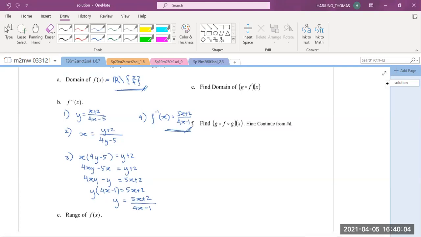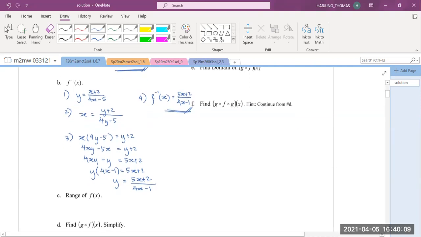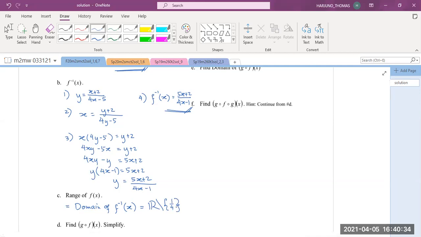Now then, part C, find the range of the function or range of f(x). Now, one way to find the range of f(x) is to find the domain of the inverse. Which is all real numbers except 1/4. Okay, just in case. You can just say a range of f(x) is all real numbers except 1/4. But the way you find it is by looking at the inverse function.